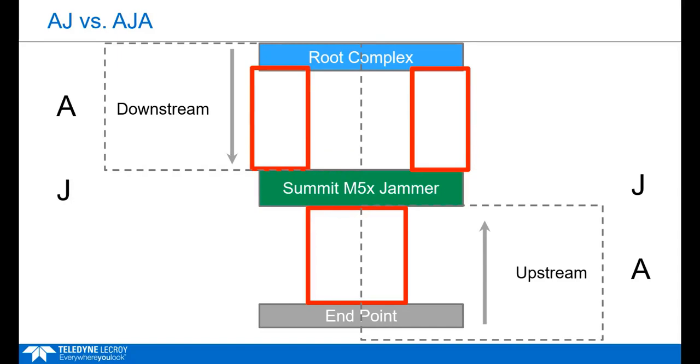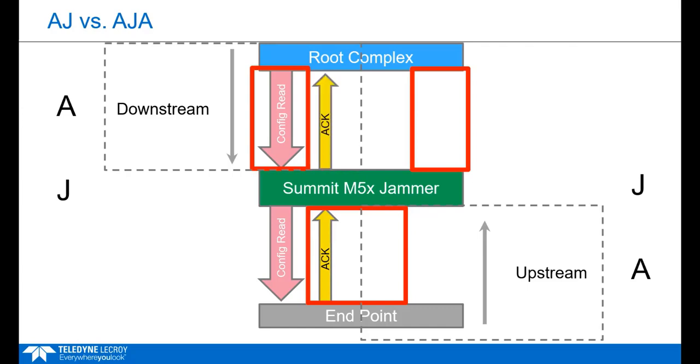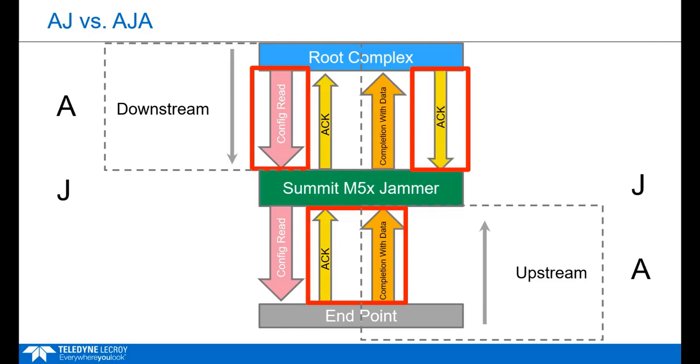Just to demonstrate the difference between AJ and AJA modes, AJ mode basically means that the analysis part is before the jammer in each direction. So if I send a configuration read from the root complex, we're going to see it on the analyzer first before it goes through the jammer. And then we'll see the acknowledge coming back from the endpoint, and then the completion coming from the endpoint, and then the acknowledge coming from the root complex. So in each case, we see the packet before it goes through the jammer.